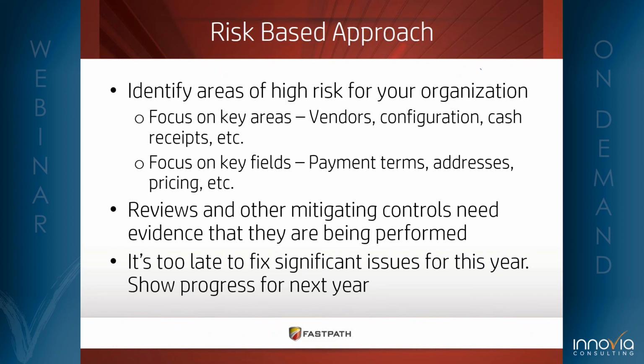Okay, and so we can do that. We can pick out those key fields for each one of those key areas, and it really reduces the amount of data that we have to look at. And then anything that you have as a mitigating control, whether it be change log reports, batch approvals, or manual signatures on checks, you need evidence that those controls are in place and those reviews are being performed. That's really what an auditor is looking for. They're looking for evidence that these things are being done.